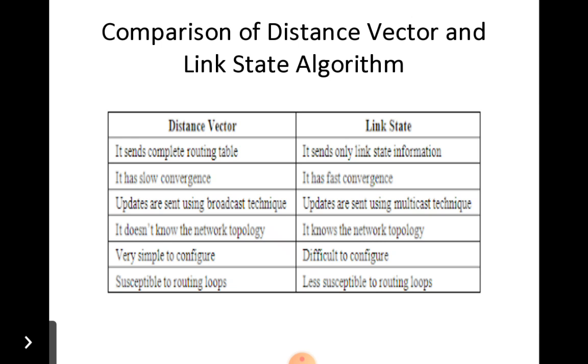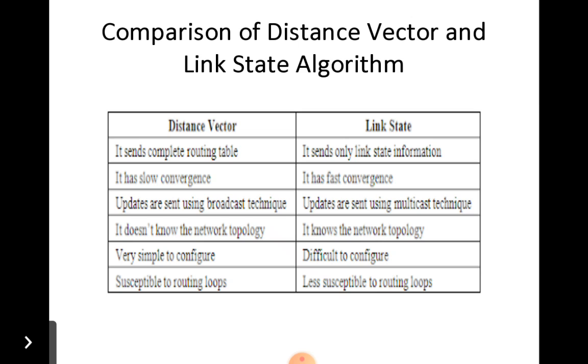Now what is the difference between distance vector and link state algorithms? Distance vector sends the complete routing table between neighboring nodes, while link state sends link state information to all the nodes. Distance vector has slow convergence while link state has fast convergence. Distance vector updates are sent using the broadcast technique to the neighboring nodes, while link state updates are sent using the multicast technique to all the nodes in a common network.